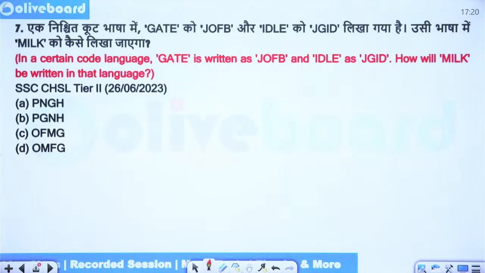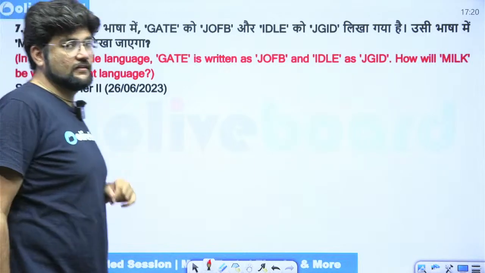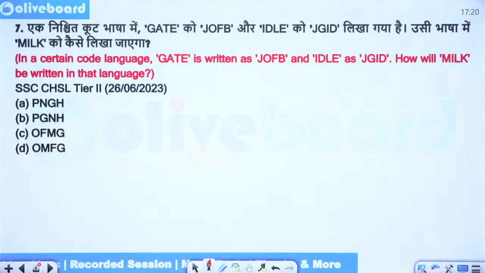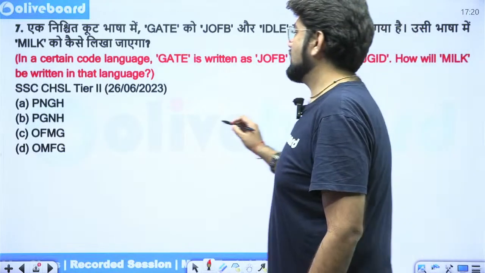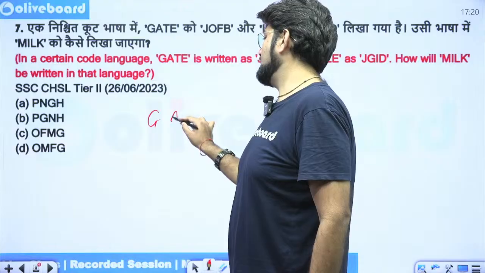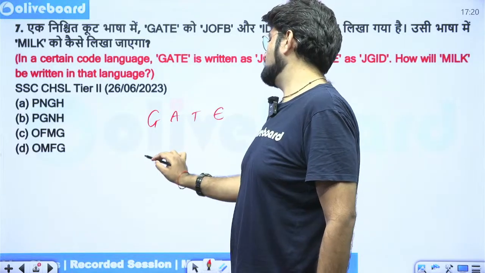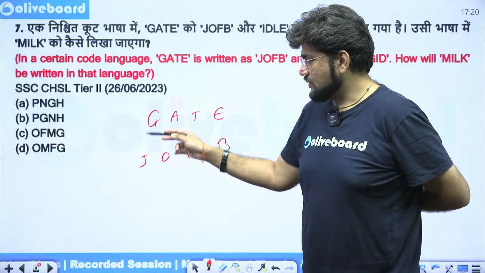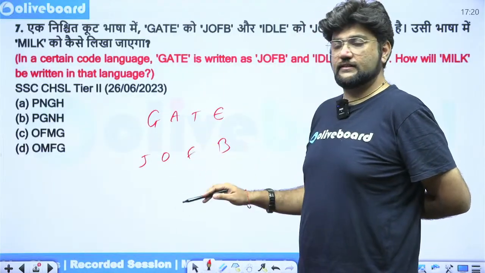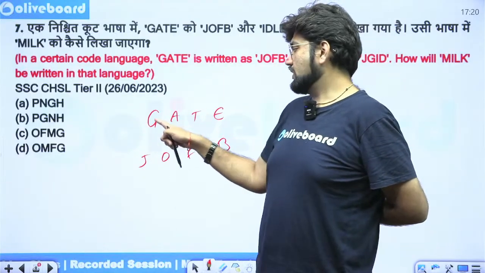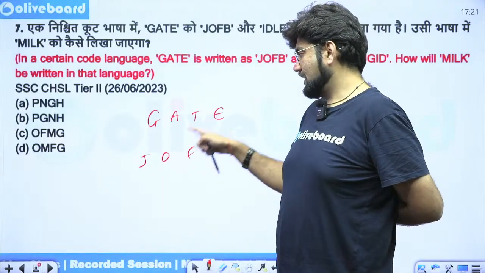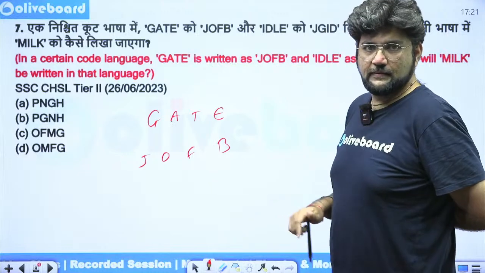This is a very common logic of SSC, especially in CHSL. They have asked almost every year a separate question based on the same logic. Okay. If I am writing GATE here, G, A, writing J, O, F. First, what we'll do is we'll try 7 plus 3, 10. But 1 and 15, no logic. Then you'll see 1 and 2. So you'll imagine, okay, is this going at the back? So this 7 and 6 minus 1 plus 1. But that's also not making any sense whatsoever. Okay.